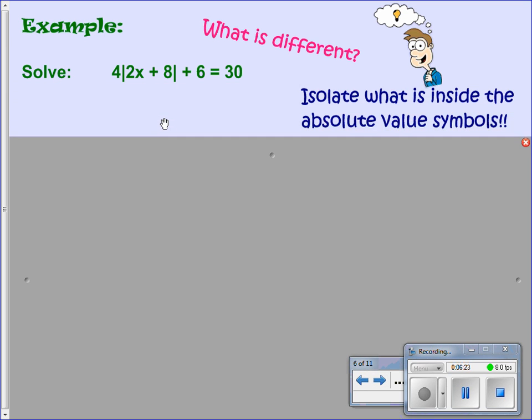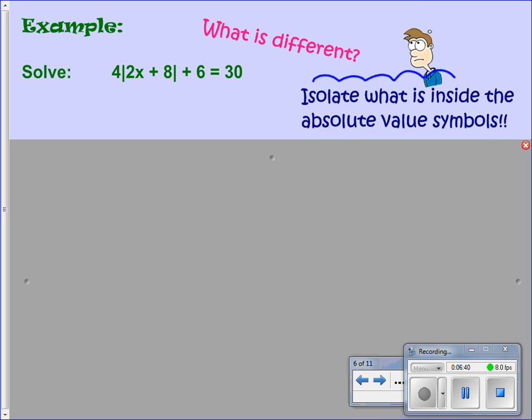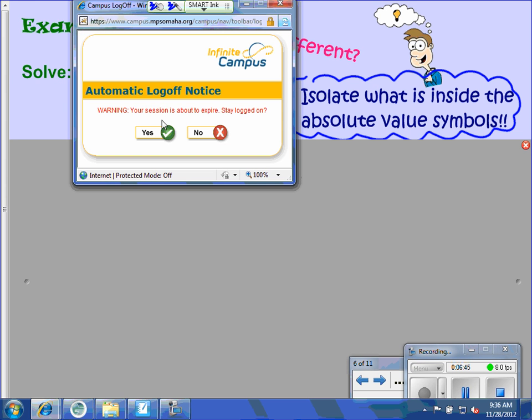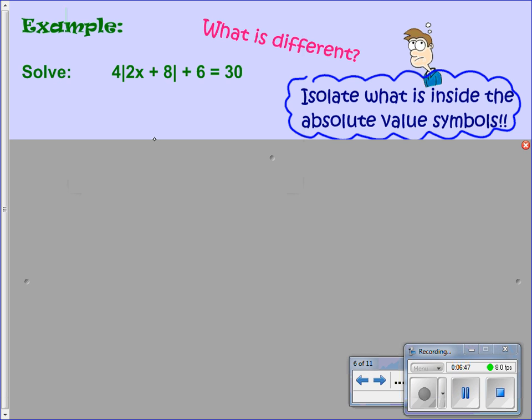Okay, taking a look at this problem, what's the difference? Well, I have 4 times this absolute value expression plus 6 equals 30. I can't set this equal to positive and negative 30. That's not how it works. The absolute value expression is positive and negative. So we've got to get the absolute value expression by itself. Oh, you guys have seen that before. All right. So I got rid of the 6, now get rid of the 4.